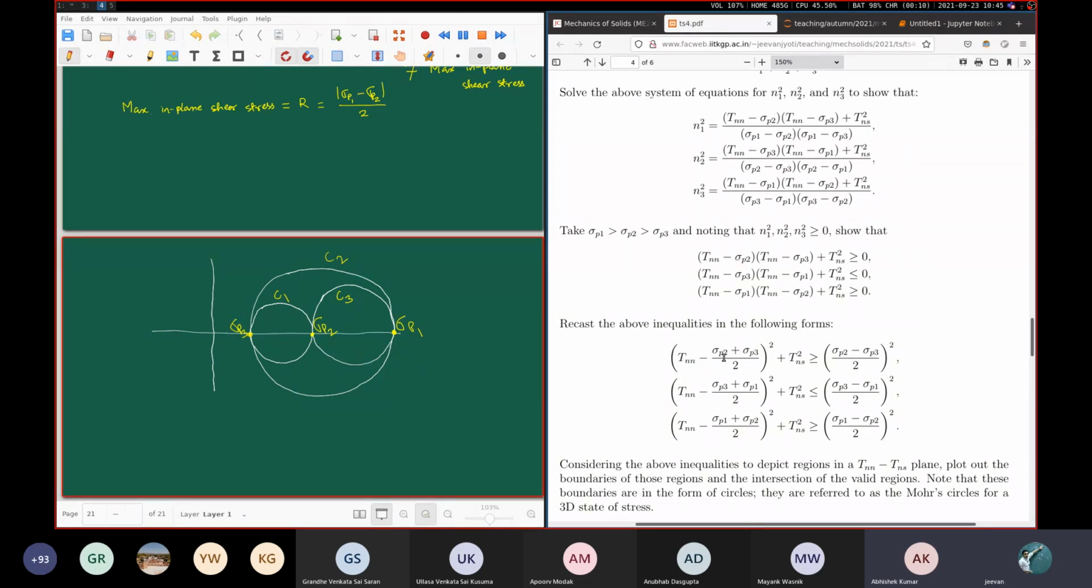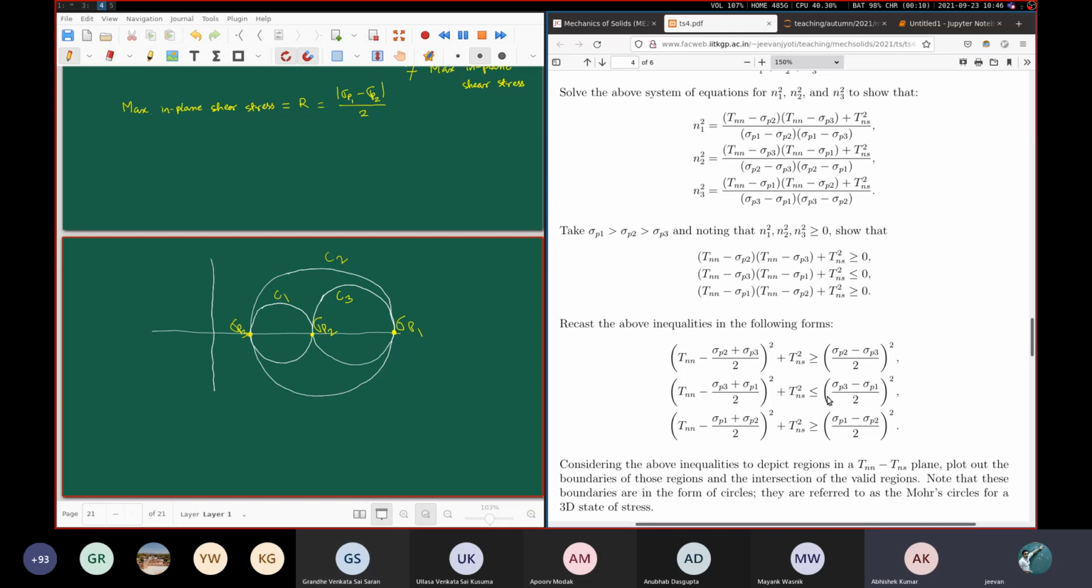Why? Because the center here is sigma P2 plus sigma P3 by 2. You see, this is sigma P2. This is sigma P3. So the coordinate of this thing is sigma P2 plus sigma P3 by 2. Okay, and of course the radius of this C1 circle is sigma P2 minus sigma P3 by 2, which is here on the right hand side. What is the second equation corresponding to?